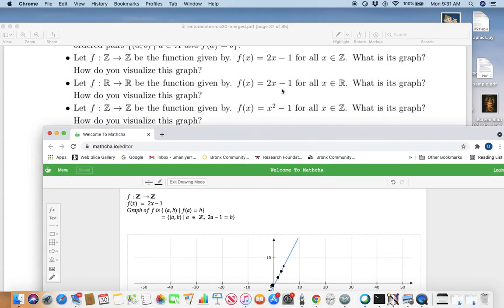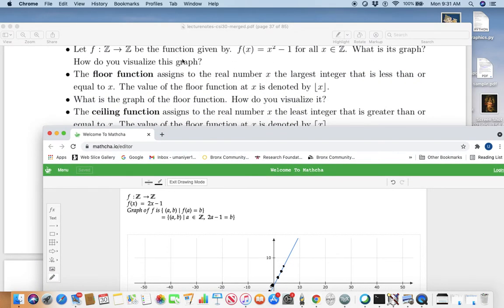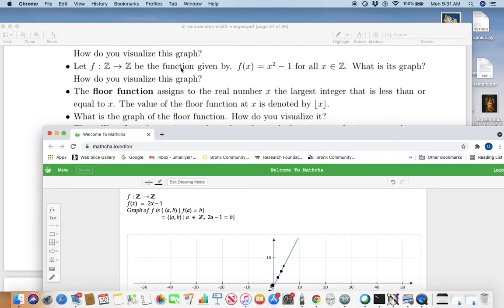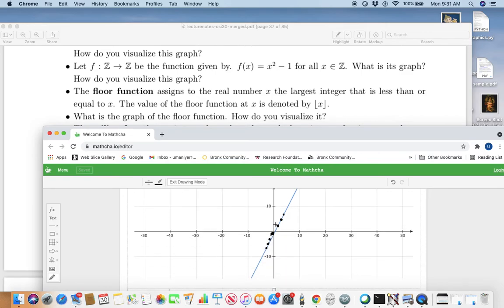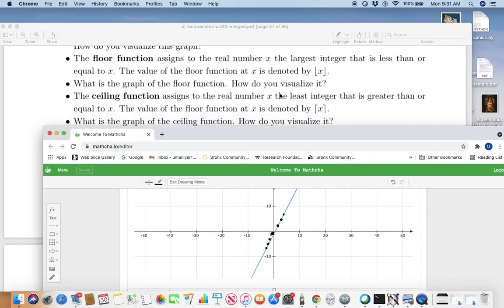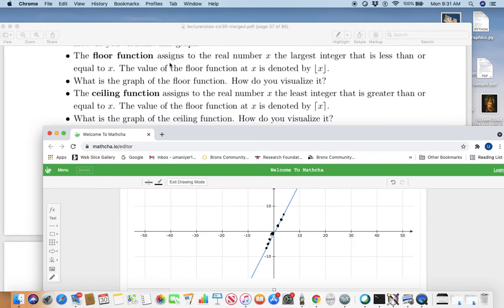All right. So similarly, you might want to think about the graph of x squared minus 1. You think about this. Next, the floor function. The floor function assigns to the real number x the largest integer that is less than or equal to x. The floor function of x is denoted by floor x. How do you visualize the floor function?